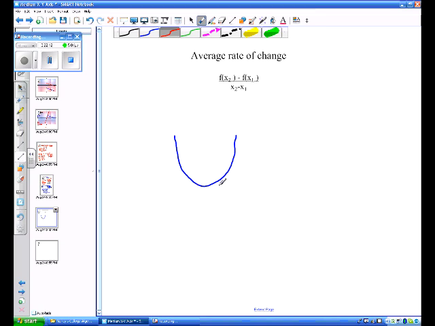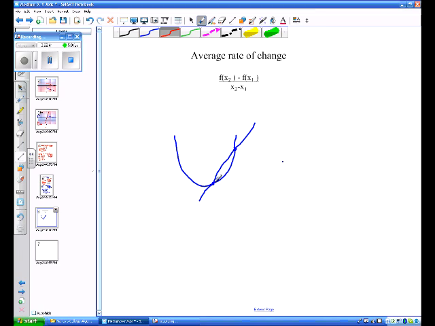well, we can tell that we can't find the slope of this at any point because it's not a straight line. And it's going to change and be different. So what we do is we pick 2 points on our parabola. We draw the line between those, which is called a secant line. And we find the slope of that line. And that would be what we call the average rate of change.